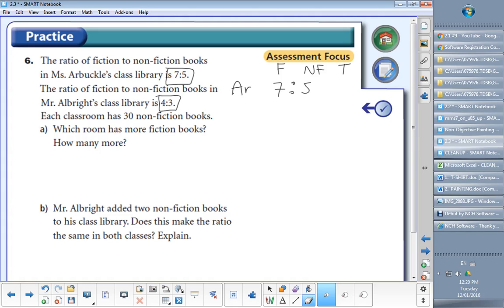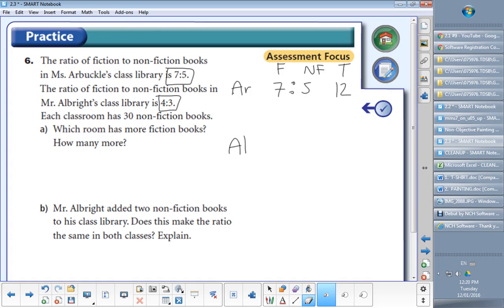And over here, I'll write T for total, because right now we have 7, which is one part fiction, to the other part nonfiction. And the whole is over here, which we would get by adding the two parts together. So 7 plus 5 is 12. So that means that, for example, if we had 12 books, 7 of them would be fiction, 5 would be nonfiction.